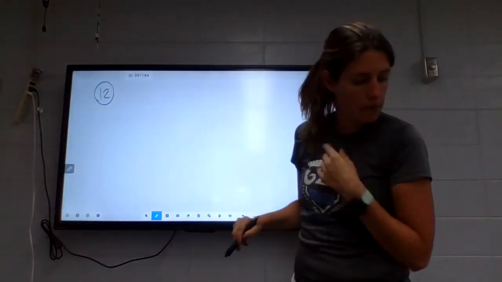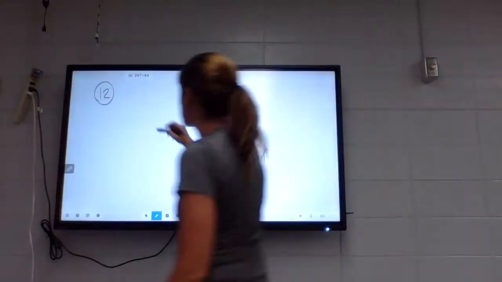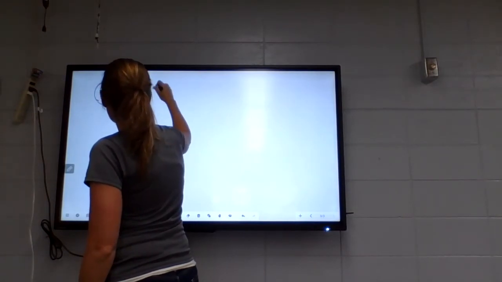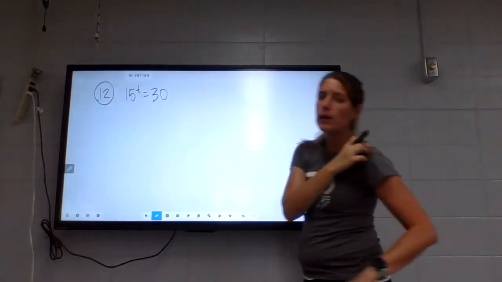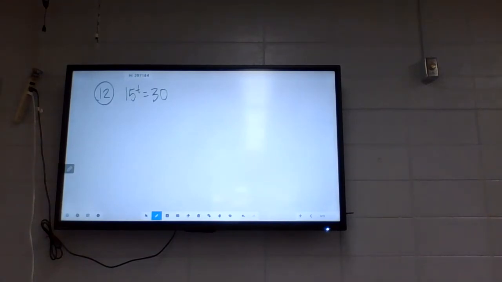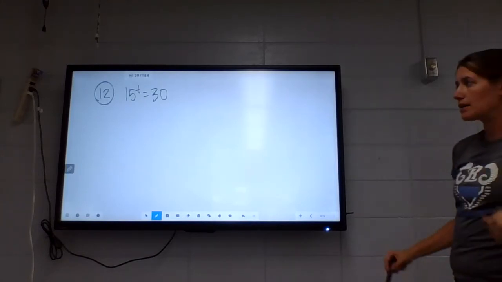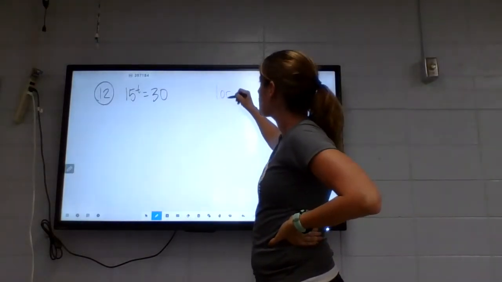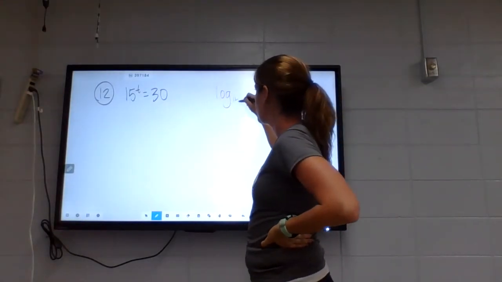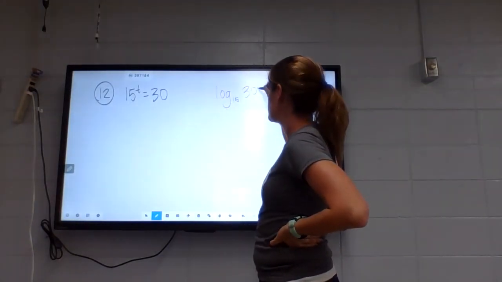So this says solve 15 to the t power equals 30. Now, before we understood logarithms, I had said we could put this into our calculator. We could do 15 to the x power, and then find where the equation equals 30. Now that we know logarithms, it's a lot easier to do this using logs. So what I would suggest, when you don't know the exponent, switch it to logs. So the log, the base we're doing is 15, of 30 is going to equal our t.